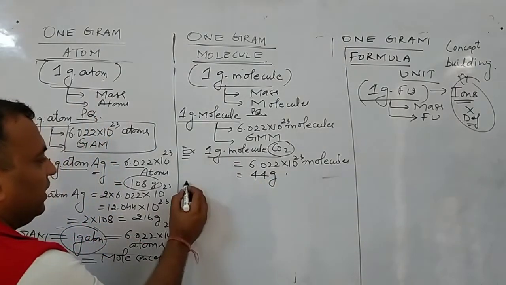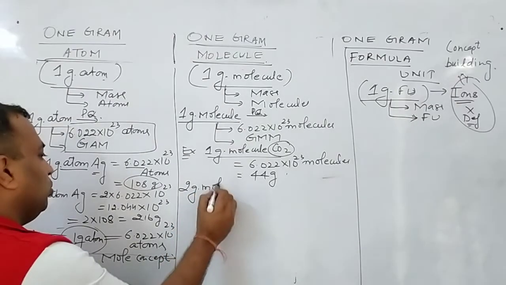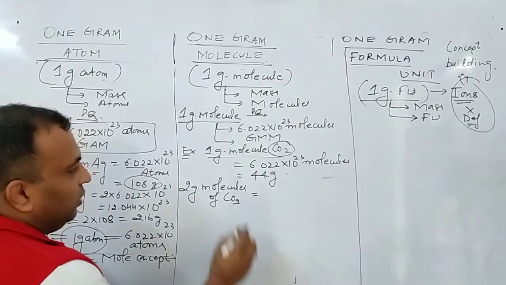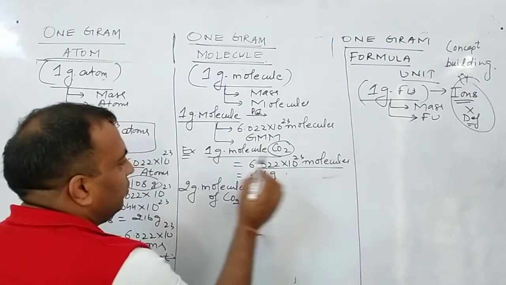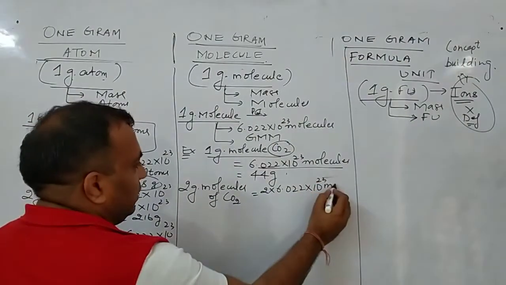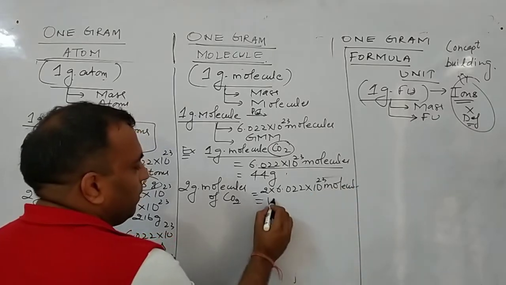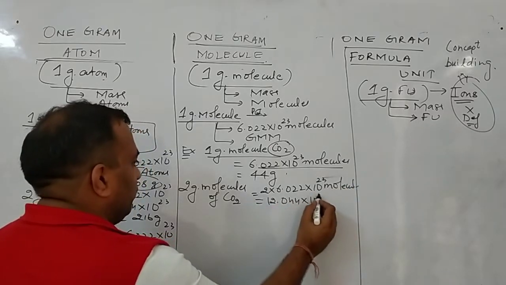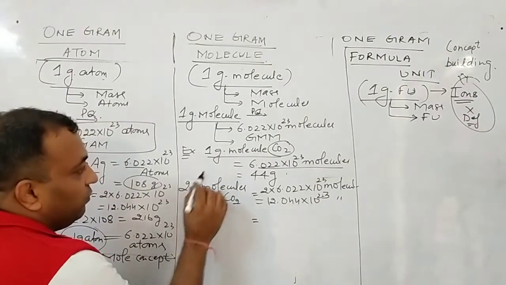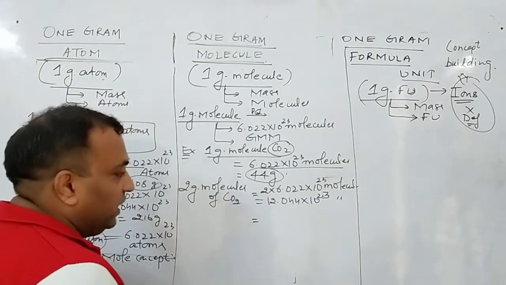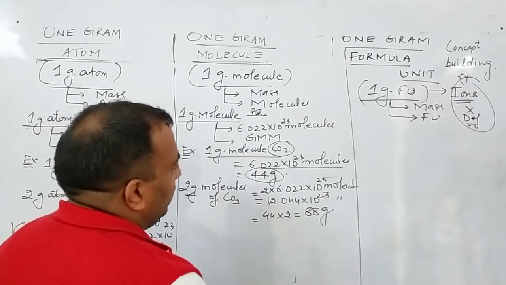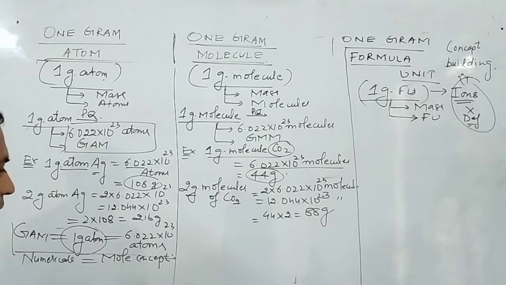So in place of 1 gram molecule, if I write 2 gram molecules of CO2, see, 1 gram molecule contains Avogadro number of molecules, so 2 will contain 2 × 6.022 × 10^23 molecules, that will be 12.044 × 10^23 molecules. Regarding the mass, for 1 gram molecule the mass is 44 gram, so for 2 gram molecules, 44 × 2 will be equal to 88 grams. Understand? So I'll again define it now.